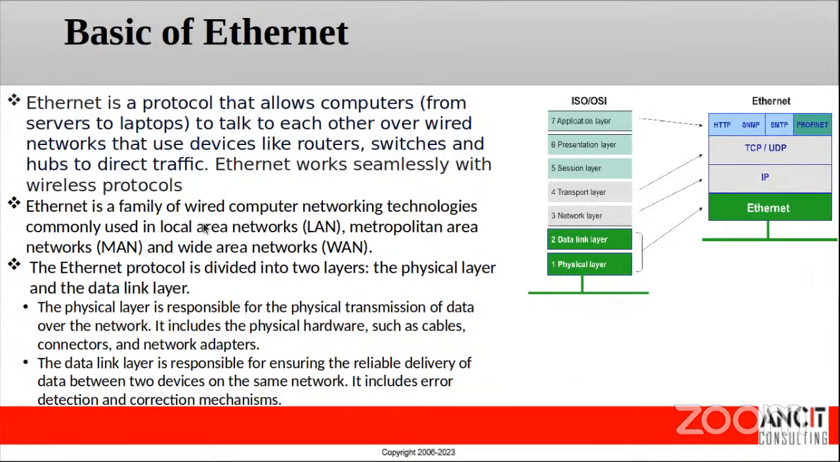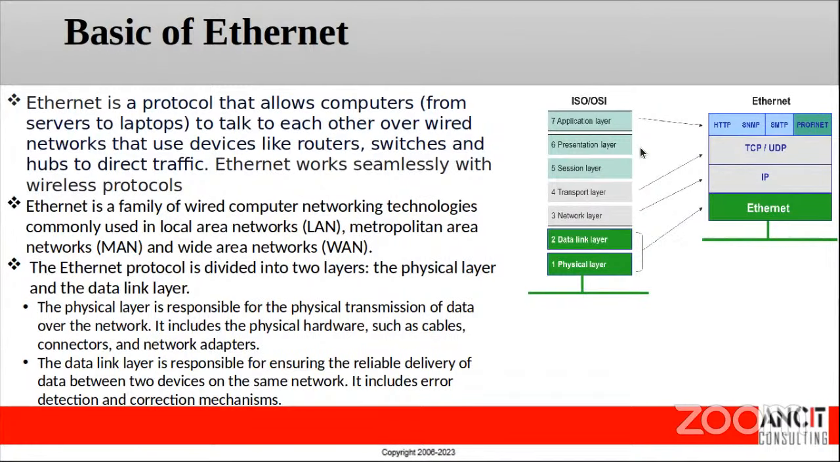In an office, the LAN cable is an example of Ethernet transmission. The Ethernet cables and connectors come under the physical layer, and the data link layer is responsible for ensuring reliable delivery of data between two devices on the same network. In the data link layer, it makes a frame for the Ethernet protocol. It adds the MAC address and ensures the data is delivered to the other application. This comes in the data link layer.